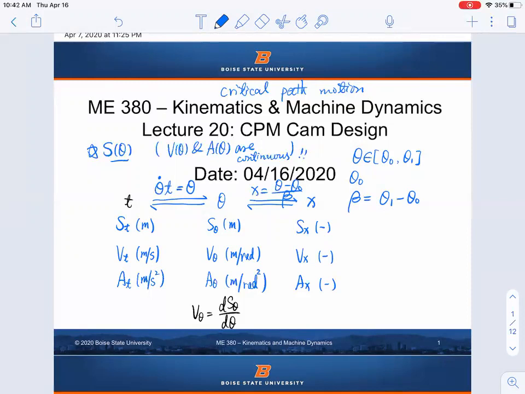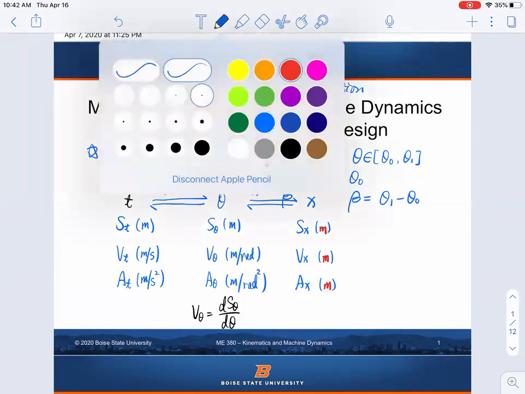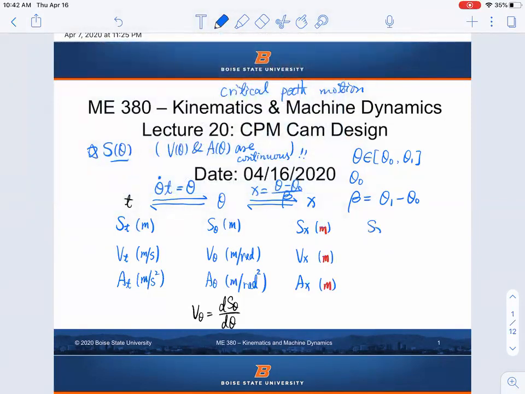Usually, in order to make sure we can transfer data between these three domains, we change the unit of s(x) so that it has a unit of meter. The reason we change that is, if you look at s(x) equals a summation from 0 to n of c_i x^i, that's the polynomial we use to describe the displacement in the x domain.